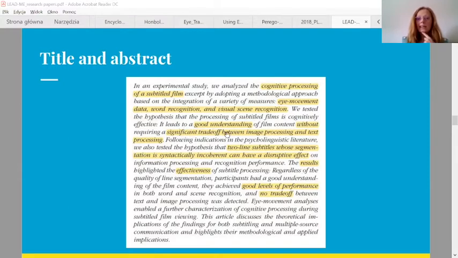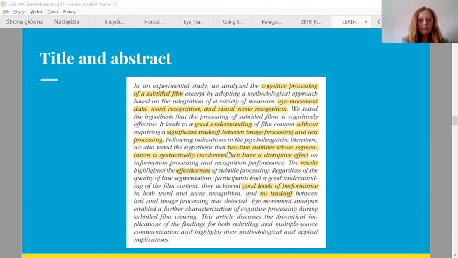It leads to a good understanding of film content without a significant trade-off between image processing and text processing. So here I already know, okay, cognitive effectiveness of subtitle processing means that I can easily understand the film or the content without a trade-off, right? A significant trade-off between, so switching between the image and the text and losing information, right? So basically, this is what it says. Great, I already know that from the abstract.